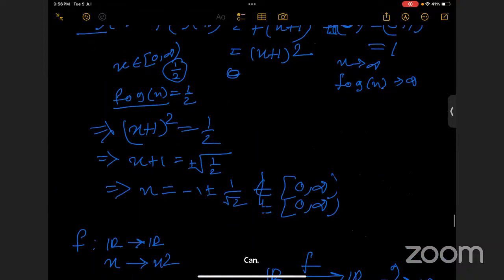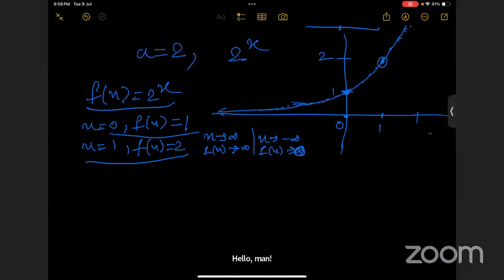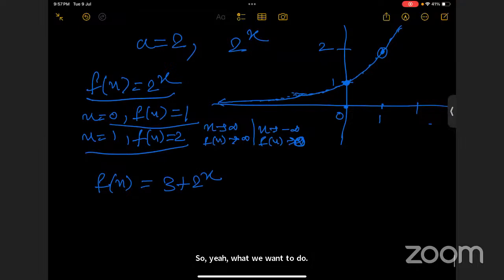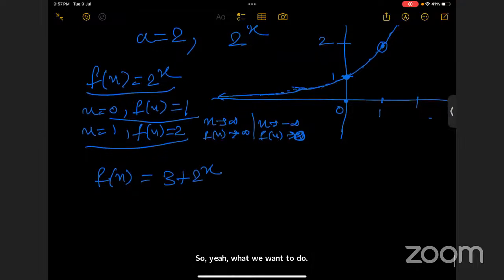Hello, ma'am. Yeah. Ma'am, could you please take any example where in the exponential function there is a constant term in addition or in subtraction with it? Okay, sure. So f of x equals to, suppose, this we can take, right? So what do we want to do? You want to draw the curve, right?